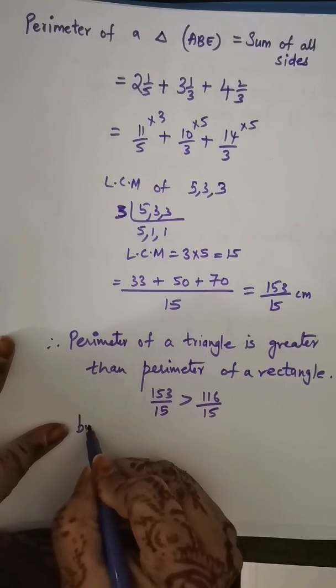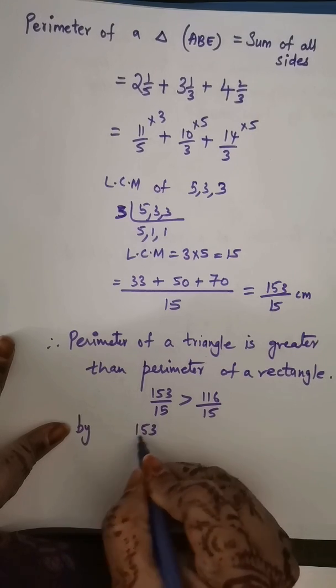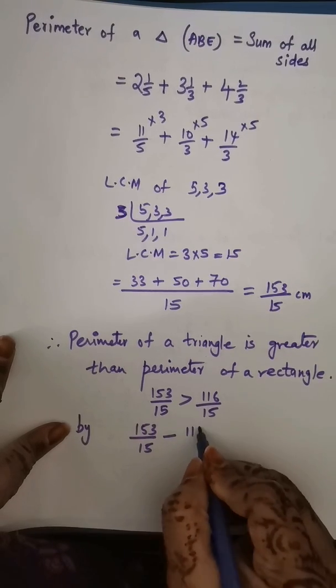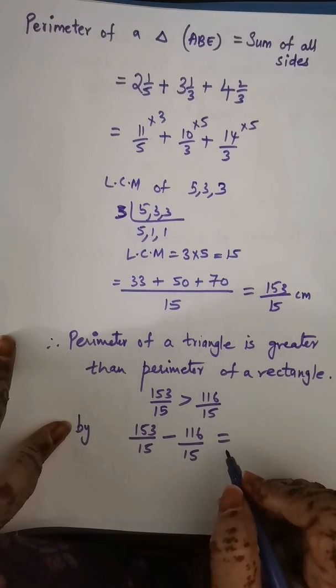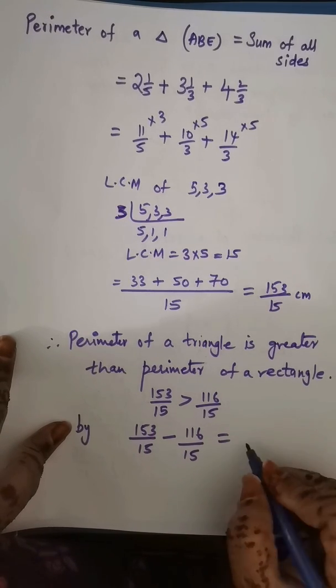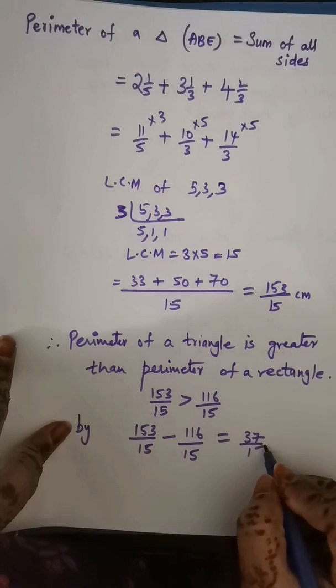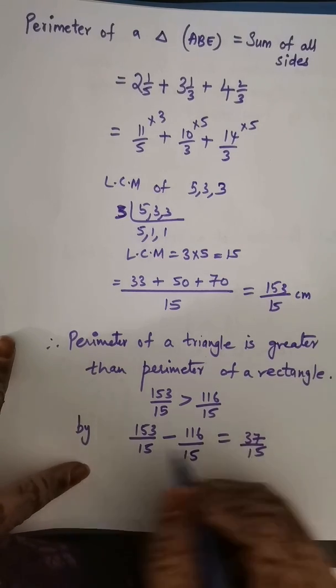Now by how much? By how much? 153 by 15 minus 116 by 15. If you subtract 153 minus 116, it will be 37 by 15. Okay.